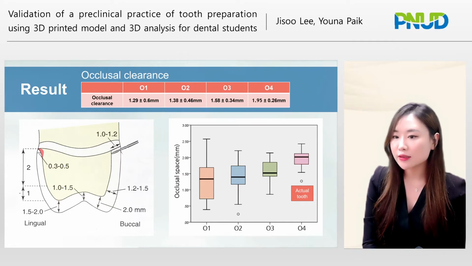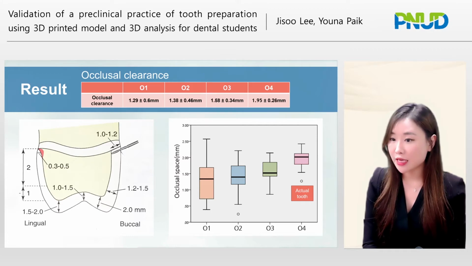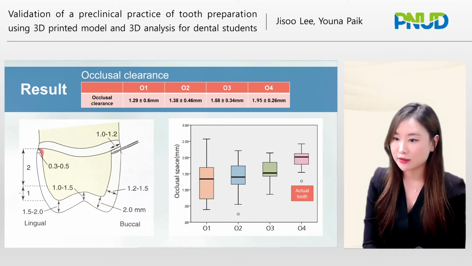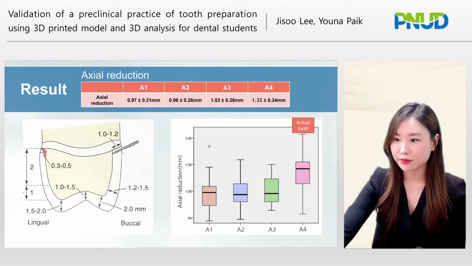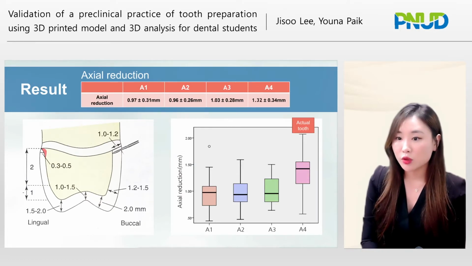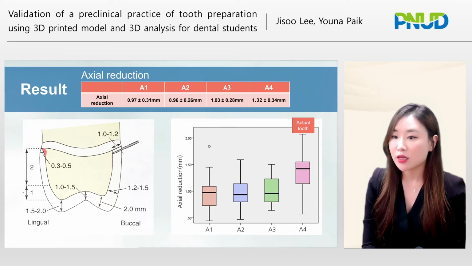The occlusal clearance should be in the range of 1.5 to 2 mm. As the rounds progressed, the reduction amount became closer to this range. The amount of axial reduction gradually approached the range of 1.2 to 1.5 mm.